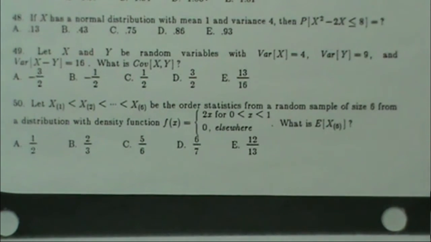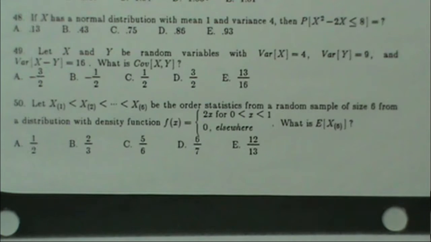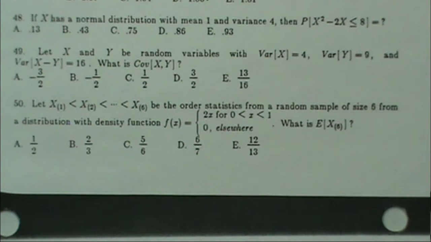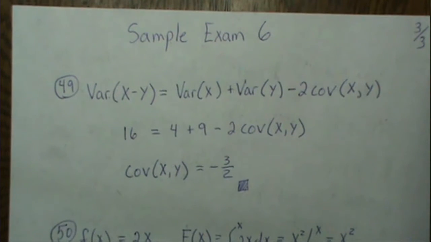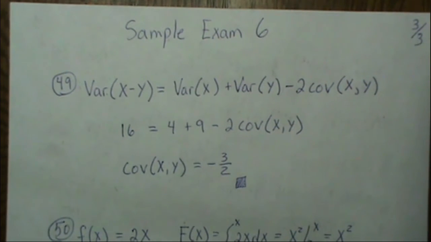Number 49, let x and y be random variables with variance of x equal to 4 and the variance of y equal to 9 and the variance of x minus y equal to 16. What is the covariance of x and y? Now number 49, we want to find the covariance of x and y.